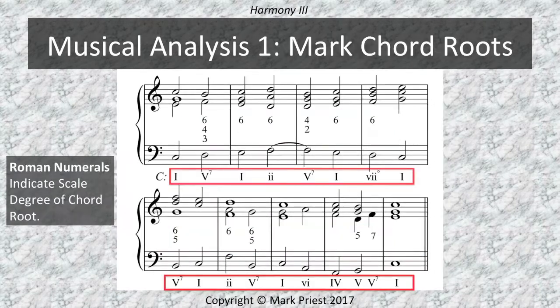Third, add Roman numerals under the bass notes. Roman numerals tell us what is the root of each chord by scale degree, and also show whether a chord is a triad, usually just a letter, or a chord of 4 tones, such as a 7th chord.